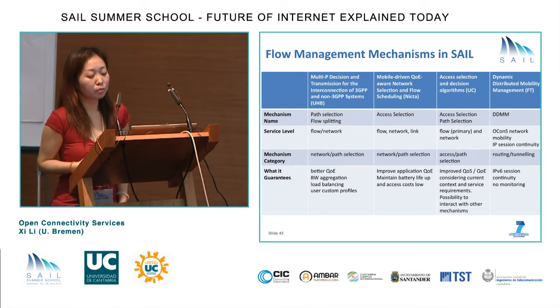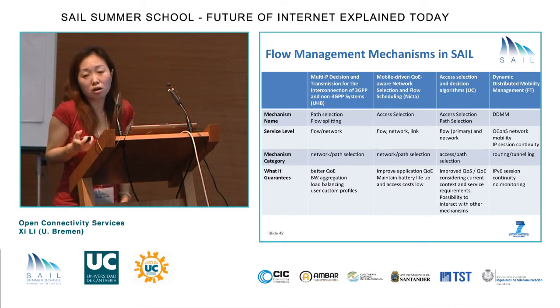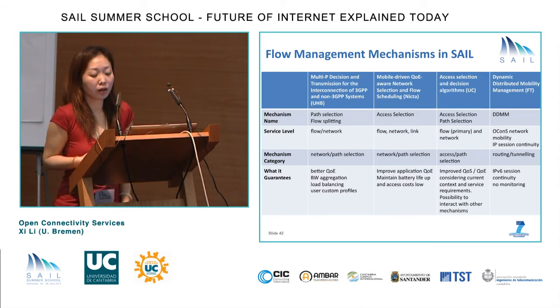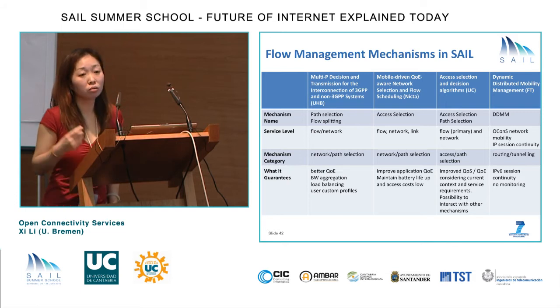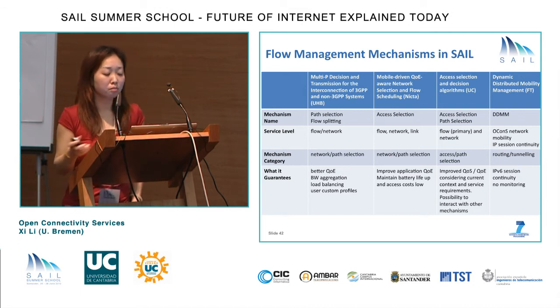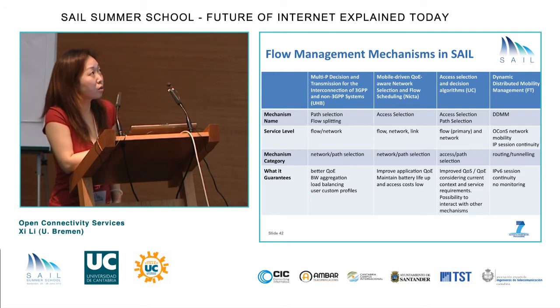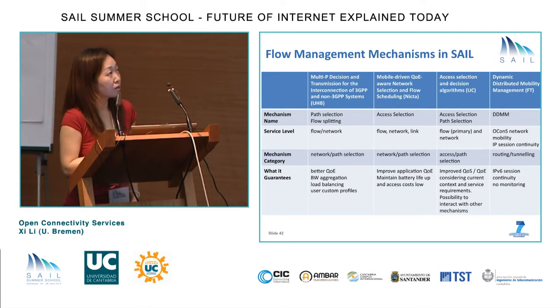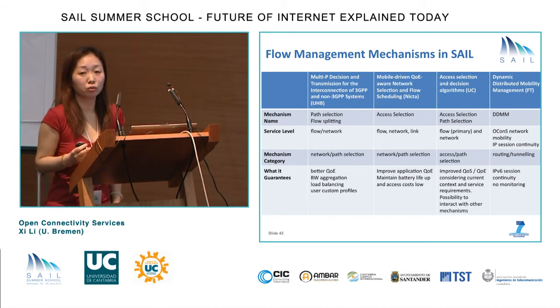The last one is proposed by Orange, and they are suggesting not a flow management approach, but instead they are working on dynamic distributed mobility management. So compared to the other 3 mechanisms, the last one is only working on mobility management, but the first 3 are more for flow management. As I said, the first one is the network-centric approach, the second one is the user-centric approach, and the third one is flexible to have both.